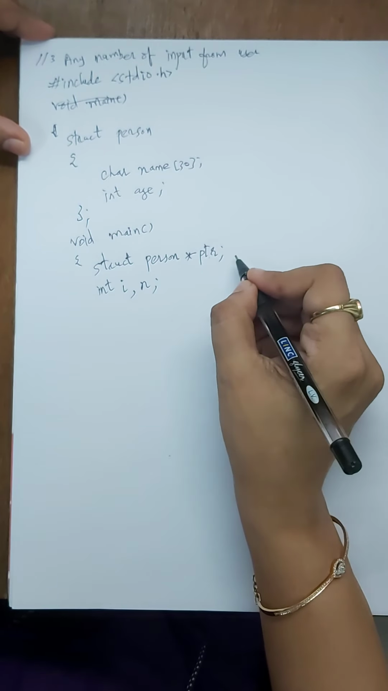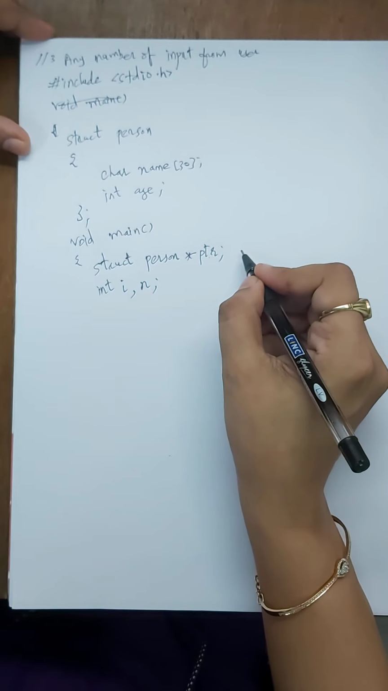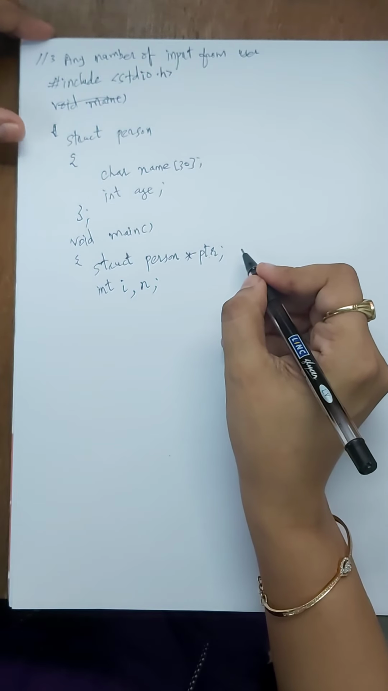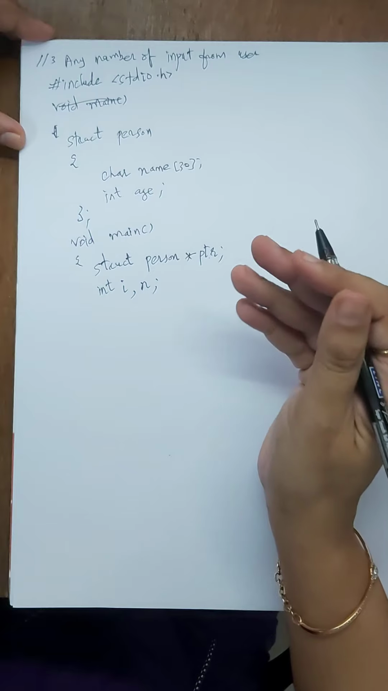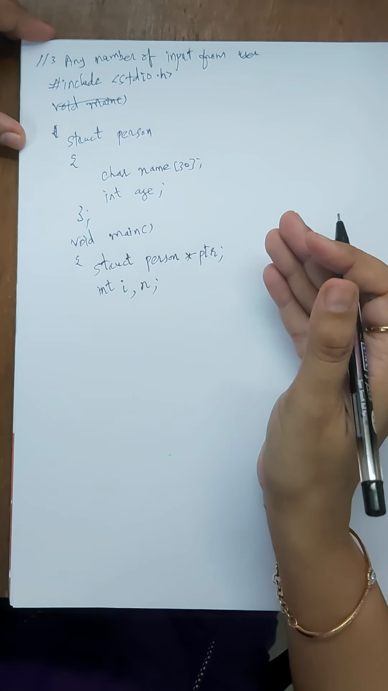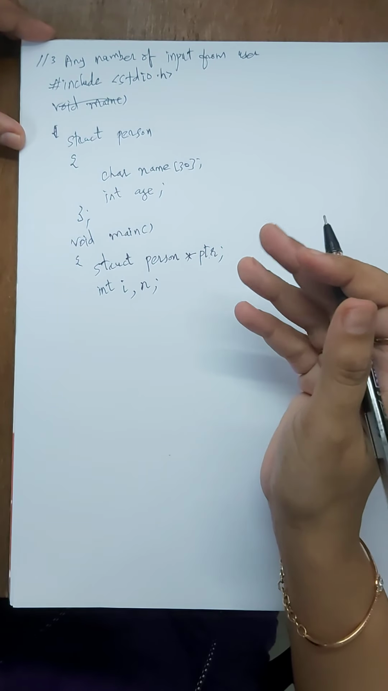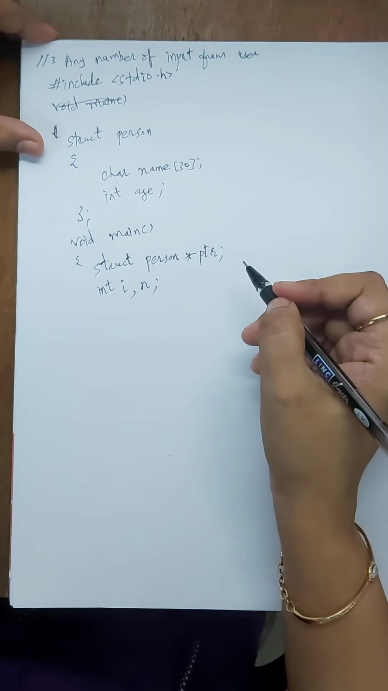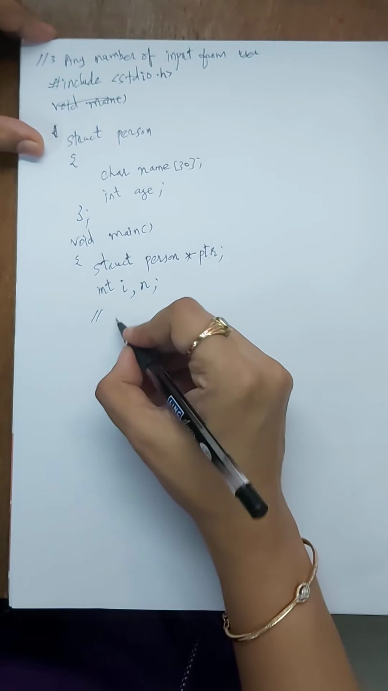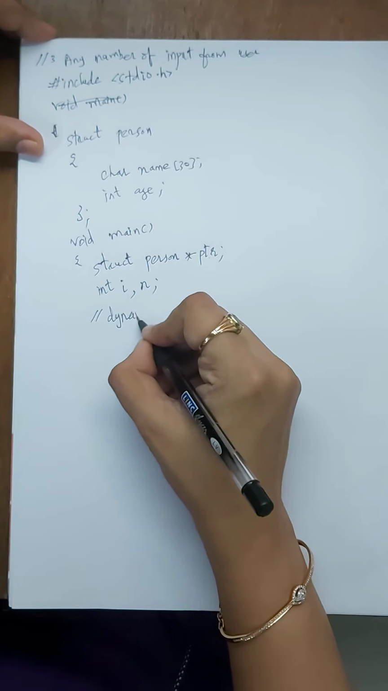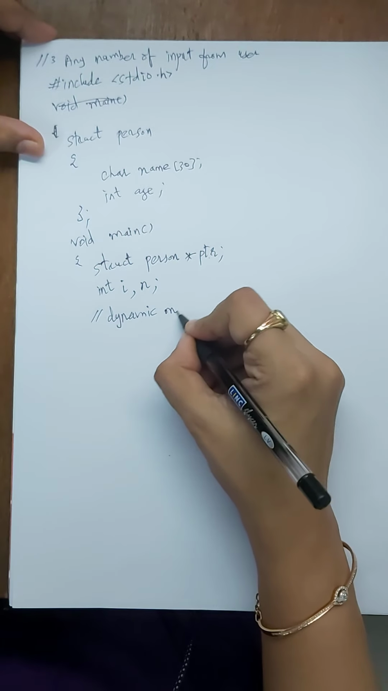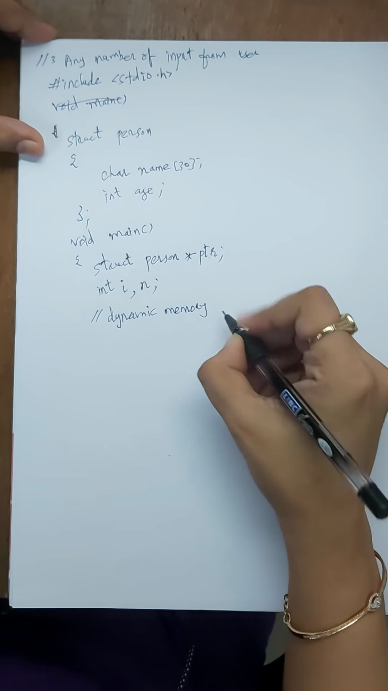Fine. And here I will not take that S1 structure, because it can be 5 structures, it can be 7 structures, it can be 20 structures, it can be just 2 structures also. Okay, so it is of varying size. So for that we will use dynamic memory allocation.